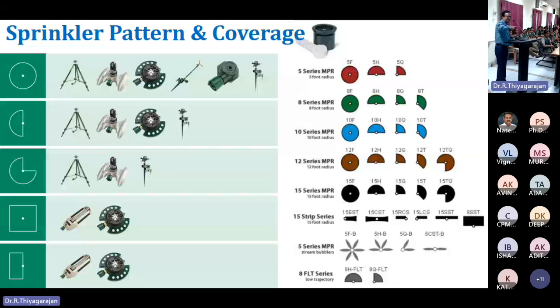So you can see the pattern here in the 15 strip series. You have something which goes along in a rectangular fashion or in a square fashion. To cater to that square pattern, they have curvilinearly modified the sprinklers in such a manner that you will have a square wetting pattern. So you need to identify the type of sprinkler that is necessary to cater to your requirement.